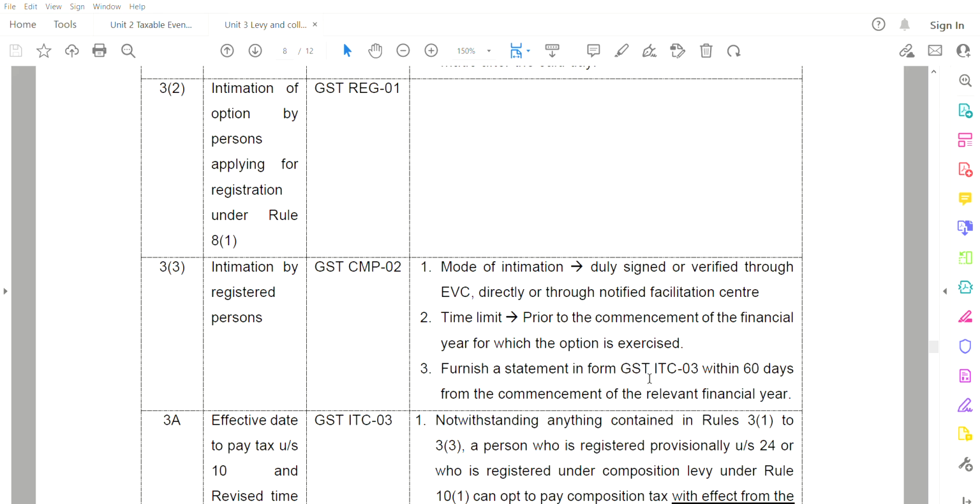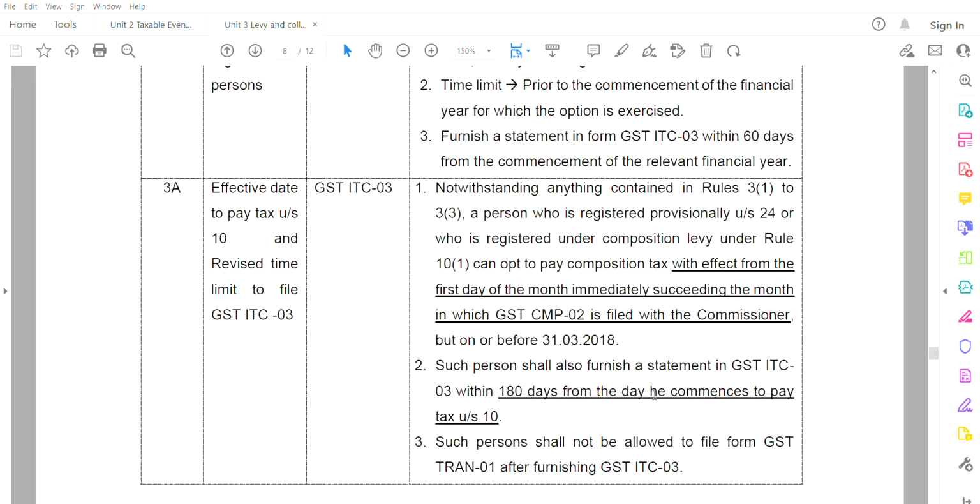is GST ITC 03. Okay, so what is the effective date to pay tax under section 10? This is GST ITC 03. You are giving the stock statement. Okay, with effect from the first day of the month immediately succeeding the month in which CMP 02 is filed with the commissioner.